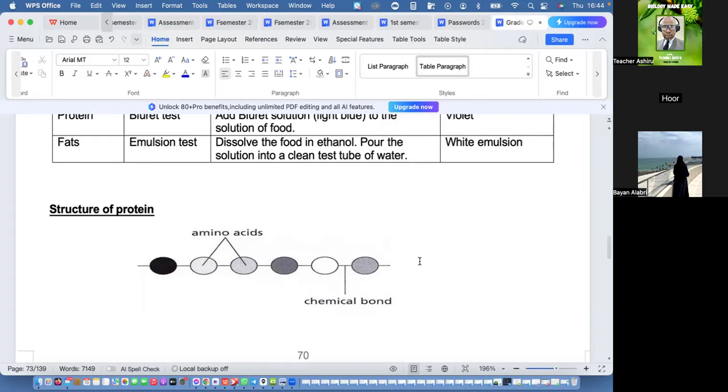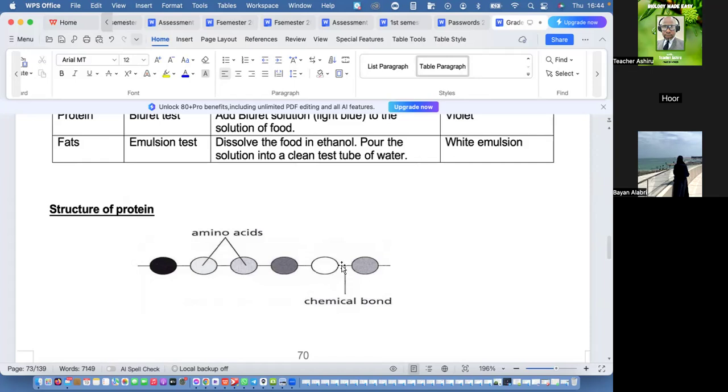Now, remember, we have 20 different types of amino acid in the whole world, the universe. 20 types of amino acids that code for every kind of protein that is in the world. So only 20. So when you have several amino acids come together, depending on the number that is being put together, it forms polypeptide. So this thing you're seeing here, this long chain, is a polypeptide chain.